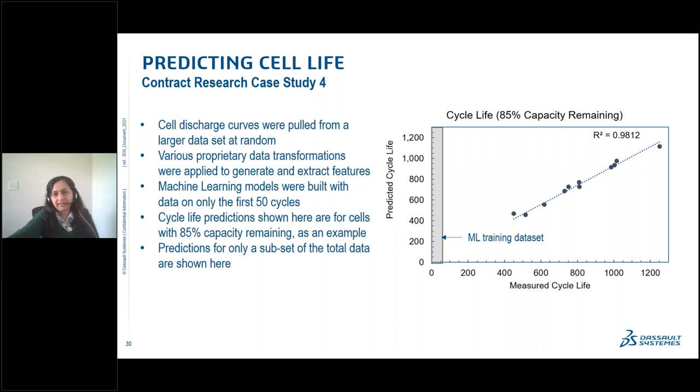While a complete analysis was done, as an example, I'm showing only the cycle life predictions for cells with 85% capacity remaining. We did it for 80%, 90%, 60%, et cetera. Predictions for only a subset of the total data are shown here. As can be seen, the predicted cycle life is very good compared to the measured data.